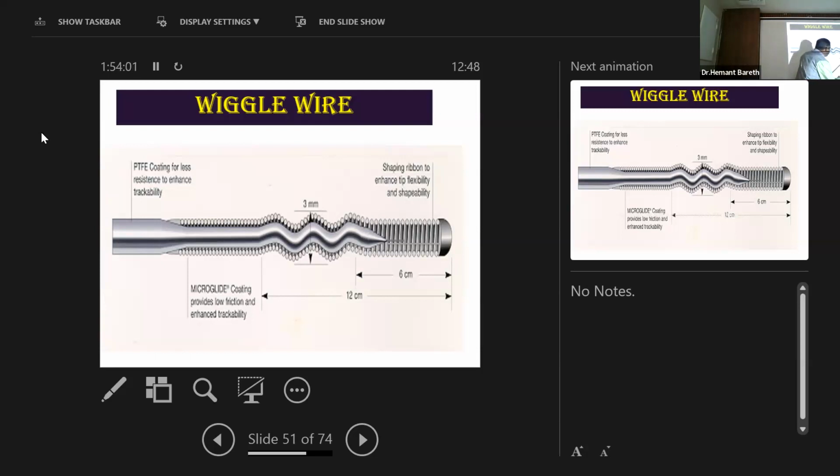So let me say start here. This is start here, which is occluding. If you push, it will move like this. And it can cross the stent strut, and then you push more, then it will again come back. So that is how this wiggle wire helped in this particular case. So I hope it is clear. It's clear to everybody, right? Good.